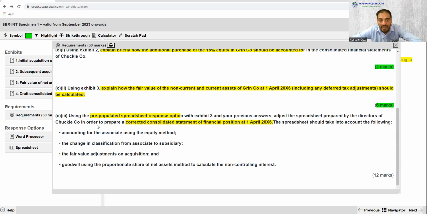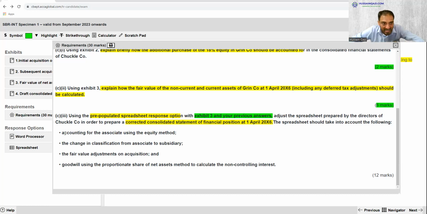And finally, the pre-populated spreadsheet option: correct the consolidated balance sheet. Correct the balance sheet using Exhibit 3 and all previous answers. Simple meaning, considering all the above answers and requirements, adjust the consolidated balance sheet. It means the consolidated balance sheet is available but has some errors, and you need to show the adjustment of errors and redraft the consolidated balance sheet.